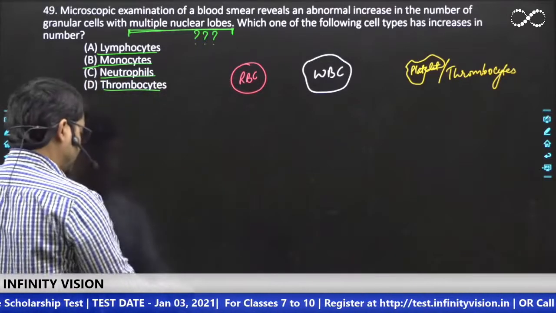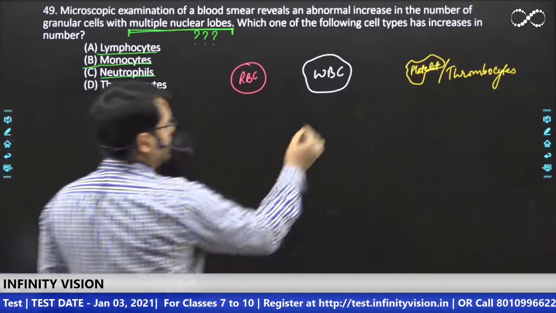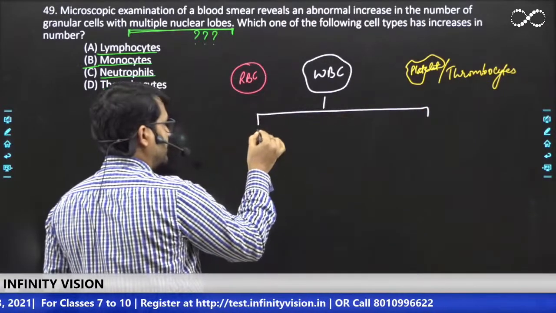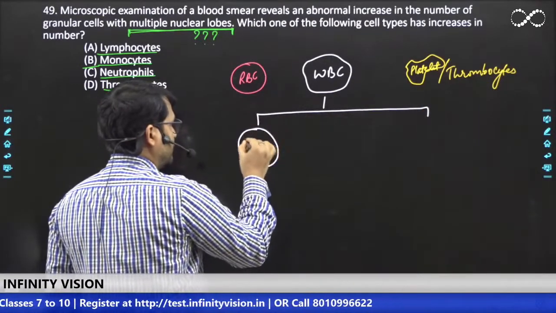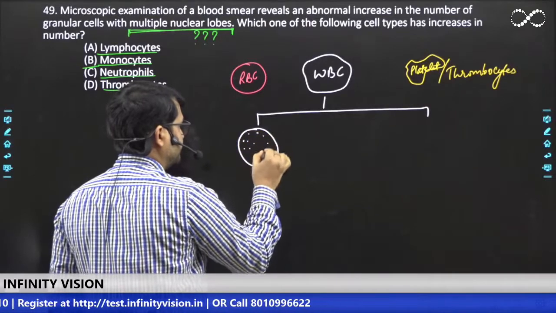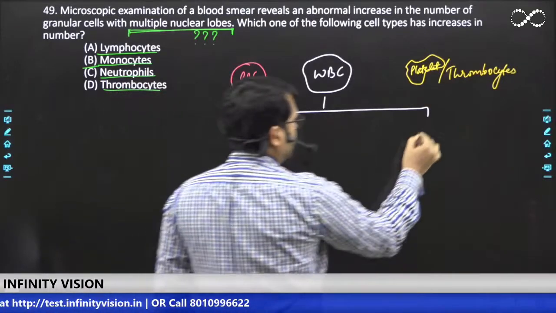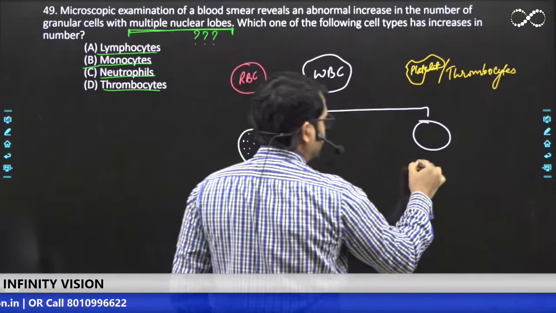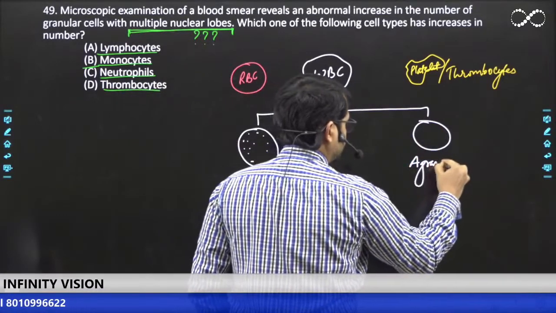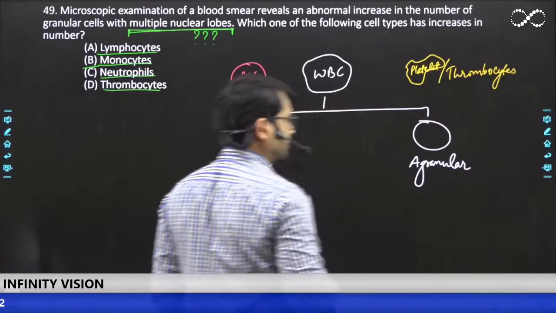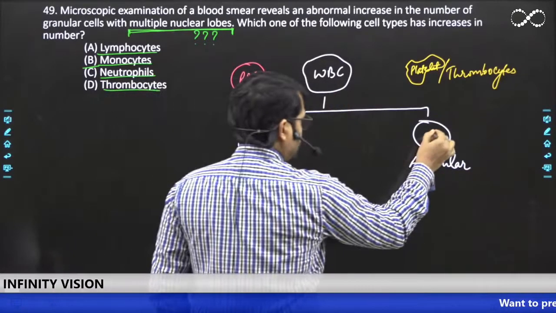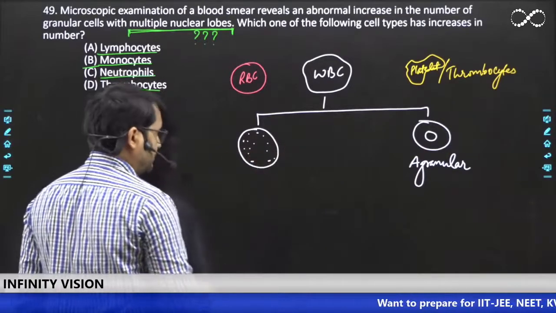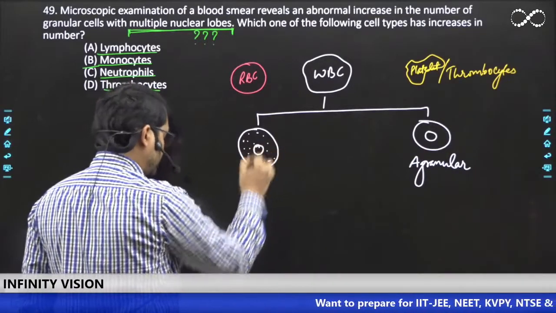Okay. Now within WBC, if you see, this WBC is of two types. One WBC, which has granular cytoplasm. And one which is not granular, so we call it agranular. Now, they also have the nucleus, but their nucleus can be of different types. Great, we will talk about that.